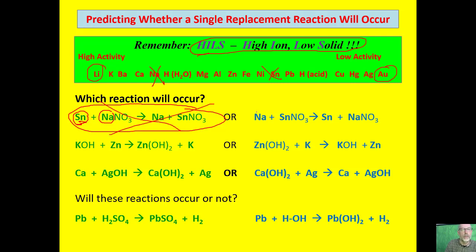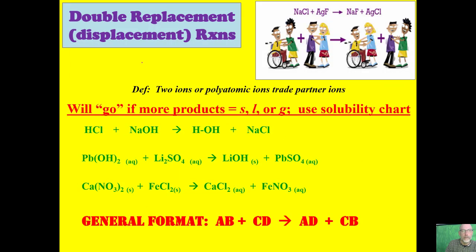Nothing happens. But if you put sodium in a solution of tin nitrate, tin 1 nitrate, sodium is pretty much like Larry Lithium, and so sodium will take the place of tin, and tin's out on its ear all by itself, standing there lonely, and sodium and nitrate are together. And you can look at all of these and figure out what happens. Double replacement reactions, they're pretty tough too.